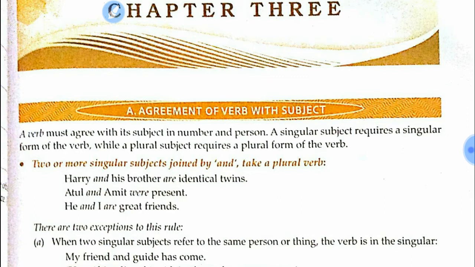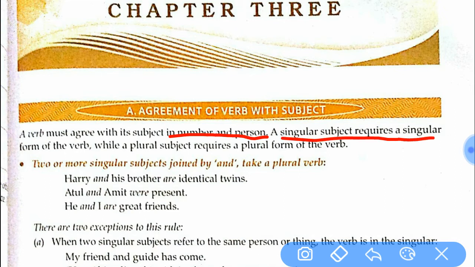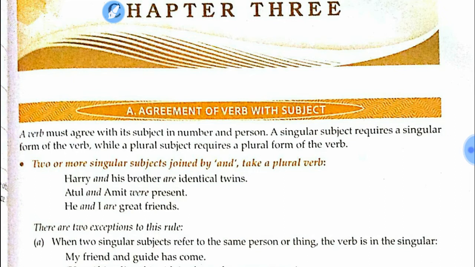So here we have, a verb must agree with its subject in number and person. Now what is number and person? Number means the plural or the singular number. Person means the first person, second person, third person. So let's see here. A singular subject requires a singular form of the verb, while a plural subject requires a plural form of the verb. So we have the first example given here.